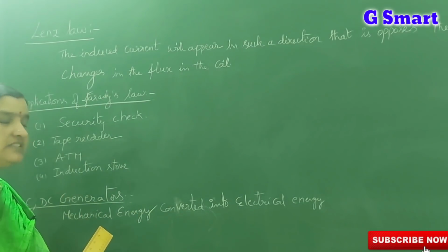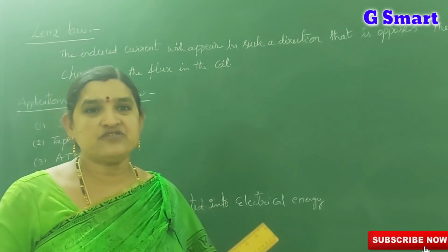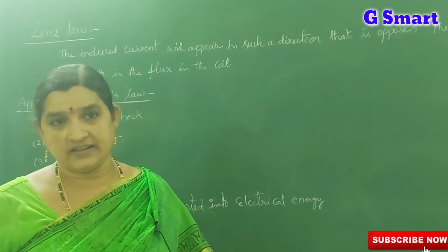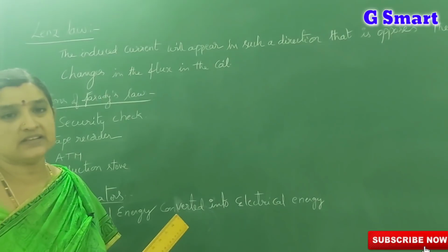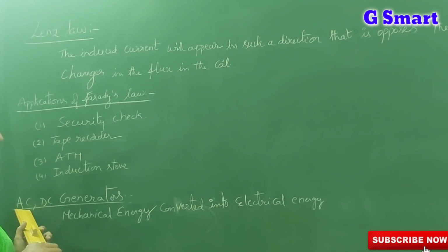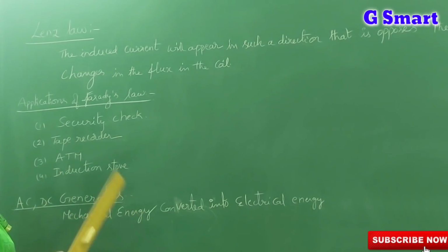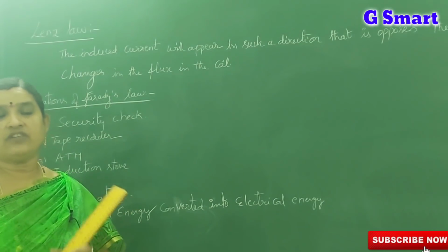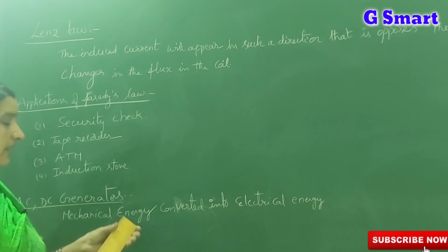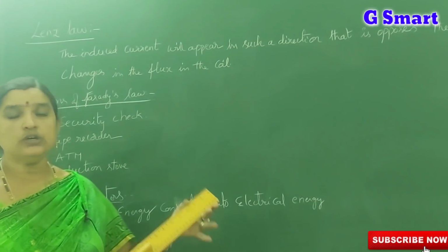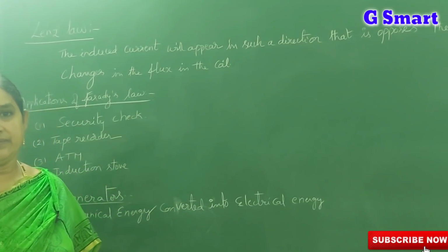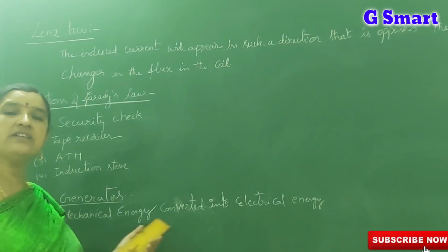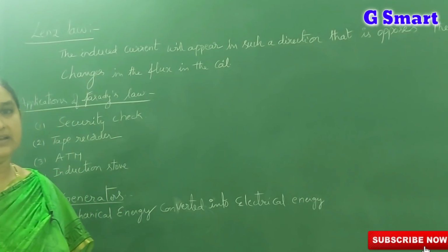Next, AC and DC generators. Generator means that which generates current. We have two types of generators: by using alternating current, that is the AC generator, and by using direct current, that is the DC generator. In any generator, the working principle is that mechanical energy is converted into electrical energy.